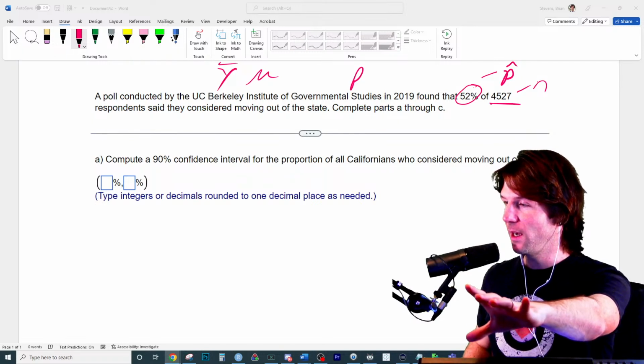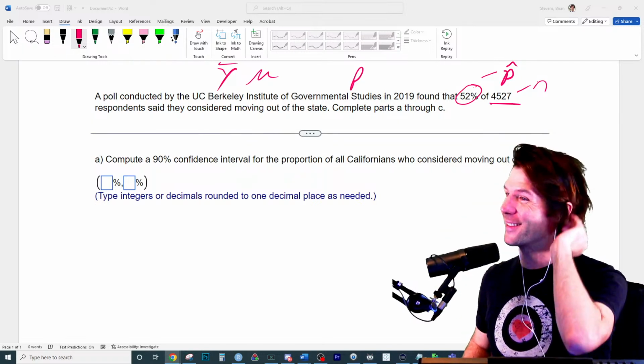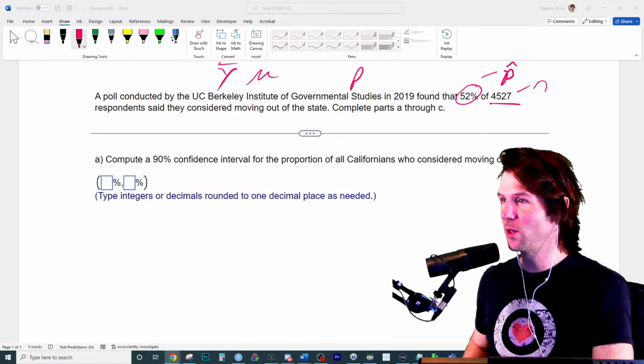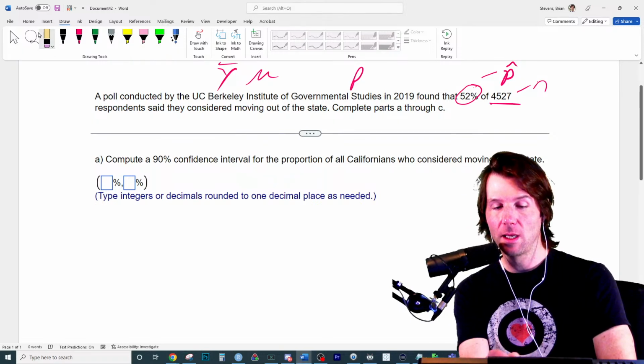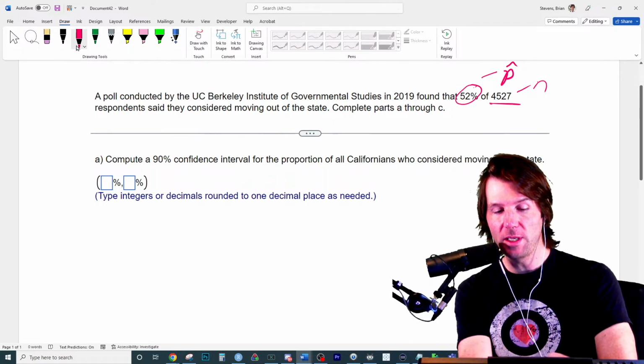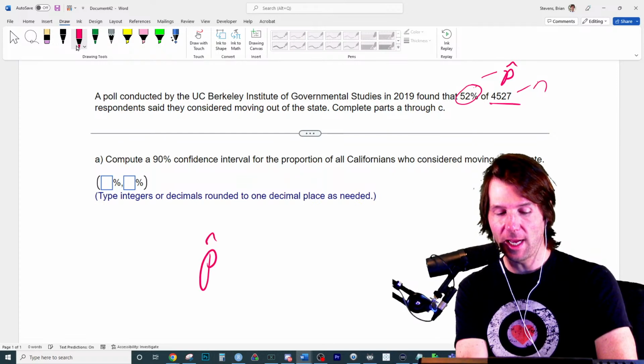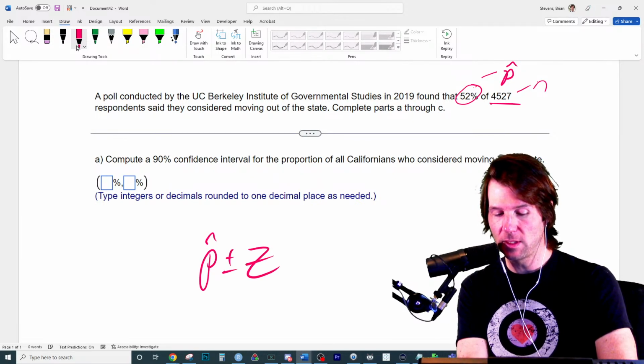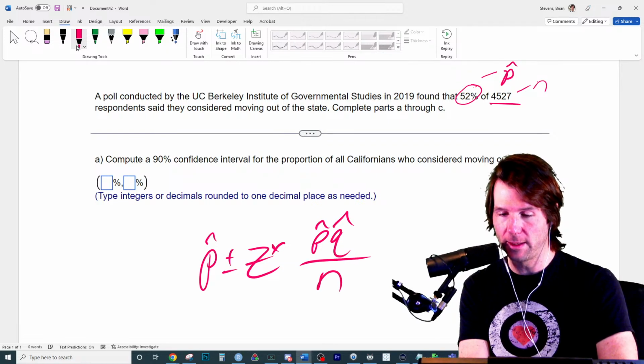What's P hat? And these are on the finals, so that's good news. Just practice. The notation is going to be key because it says making a 90% confidence interval. So we need to solve the formula P hat plus or minus Z star times the square root of P hat Q hat over N.